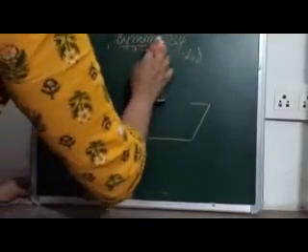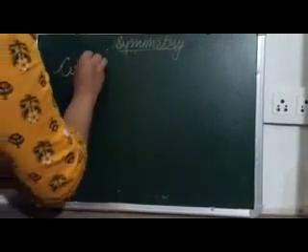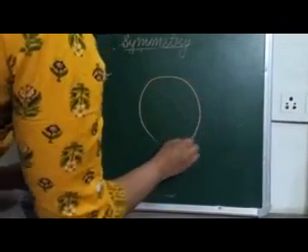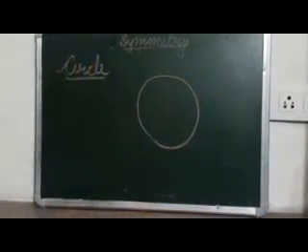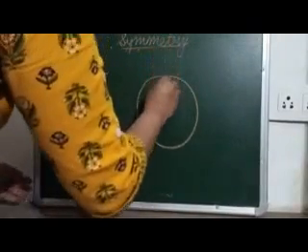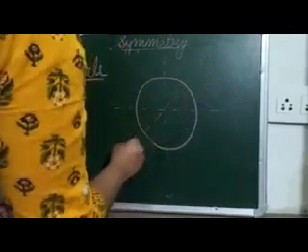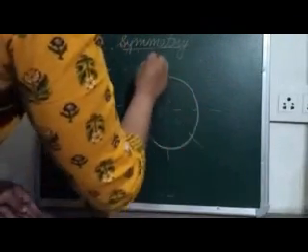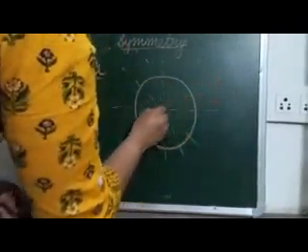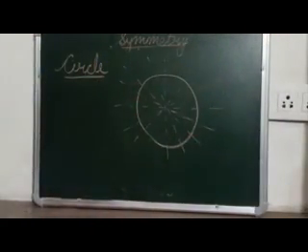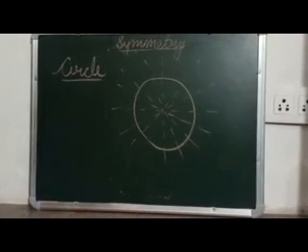Coming to the next shape, that is a circle. So in case of a circle, how can we divide this circle into two equal parts? So we can divide it in a number of ways. Infinite lines of symmetry will be there, because it can be folded from any side. So in case of a circle, there are innumerable lines of symmetry.